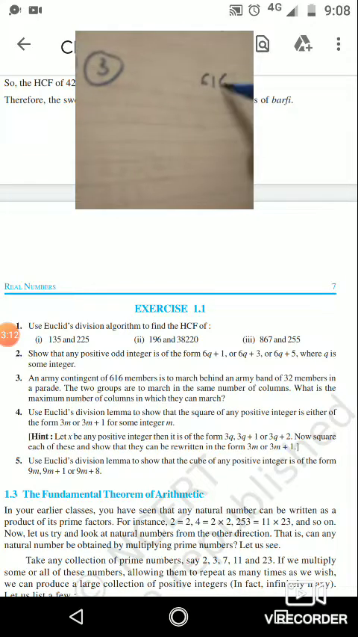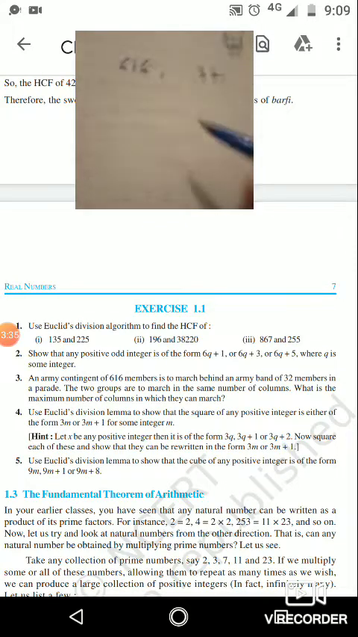Now question number 3. An army contingent of 616 members is to march behind an army band of 32 members in a parade. The two groups are to march in the same number of columns. What is the maximum number of columns in which they can march?